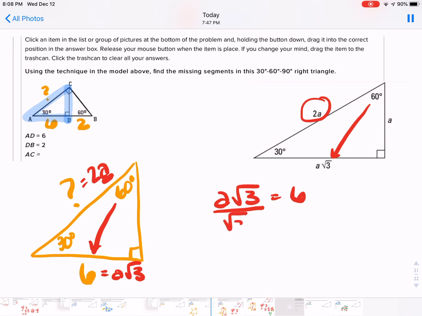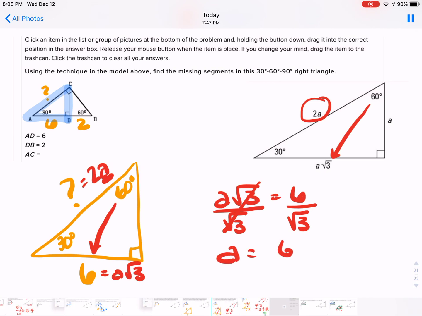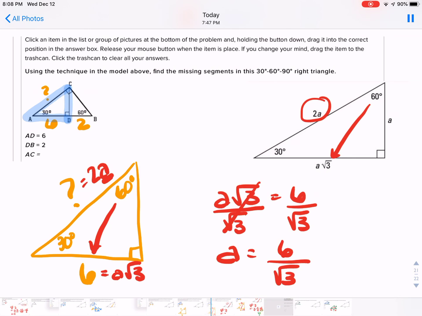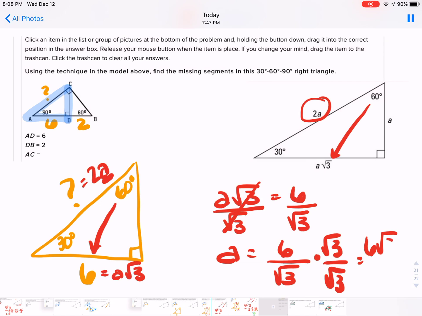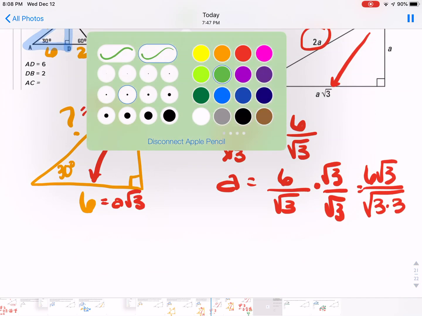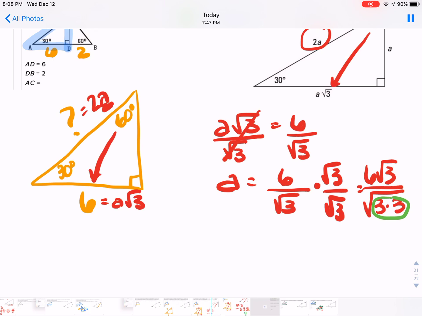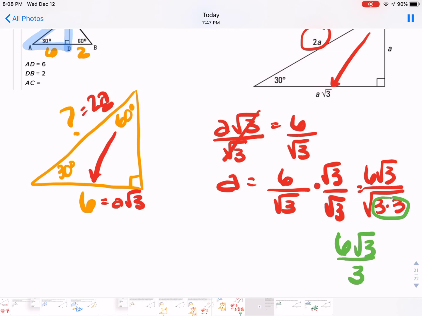So again, start by dividing by the square root of 3. Those cancel, so a equals 6 divided by the square root of 3. I can't leave the square root of 3 in the bottom, so I'm going to multiply the top and the bottom by square root of 3. So 6 square root of 3 over 2 3's underneath. So underneath here, that's 9. So the square root of 9 is 3. And if I look at this piece out here, that can reduce. So 6 divided by 3 is 2. So it's going to be 2 square root of 3. Now that's what a is equal to.